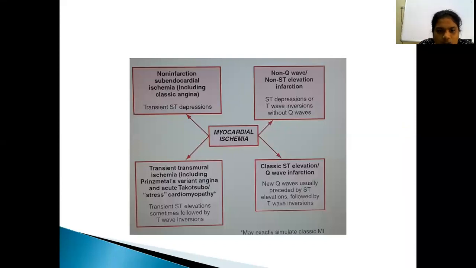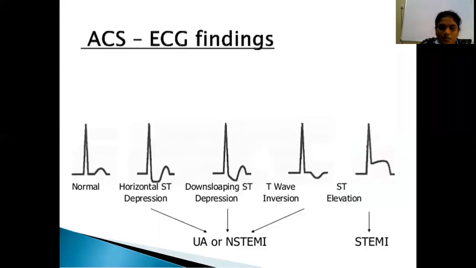So the myocardial ischemia, non-infarction, subendocardial ischemia, shows transient ST depressions, which become normal again when the angina is relieved. Whereas the non-Q, non-ST elevation infarct shows ST depression, T wave inversions without the Q waves. The transient transmural ischemia shows transient ST segment elevations followed by the T wave inversion. The classic ST segment elevation Q wave infarct shows new Q waves usually preceded by the ST segment elevation followed by the T wave inversion. So these are the acute coronary syndrome ECG findings.